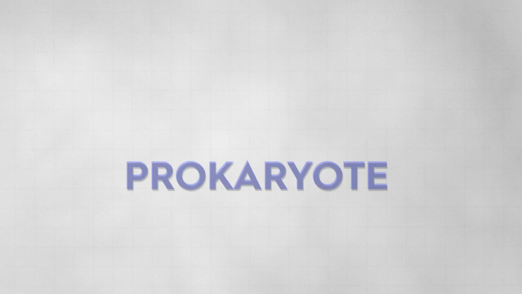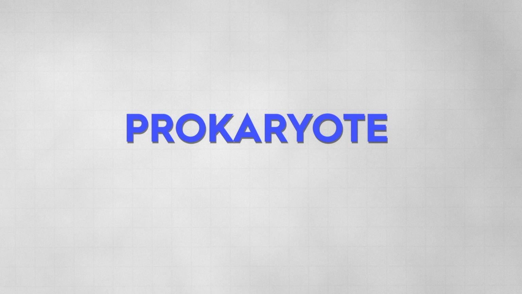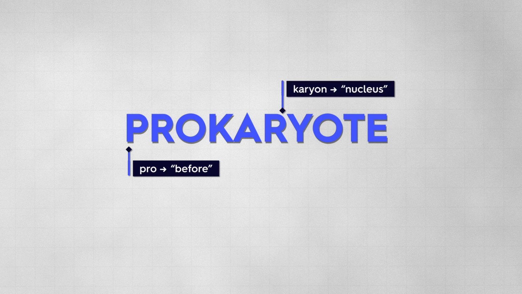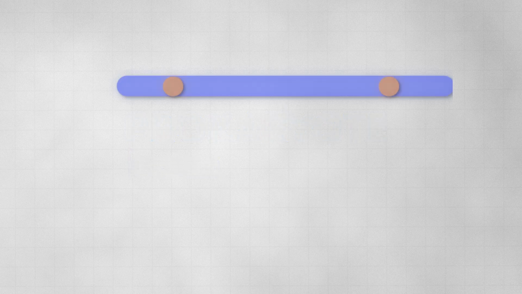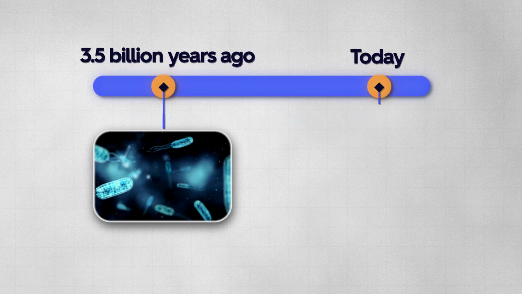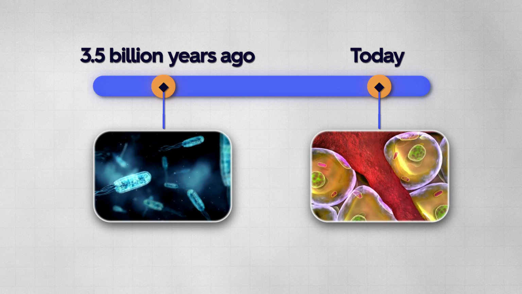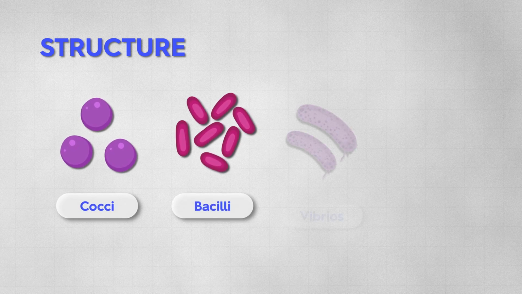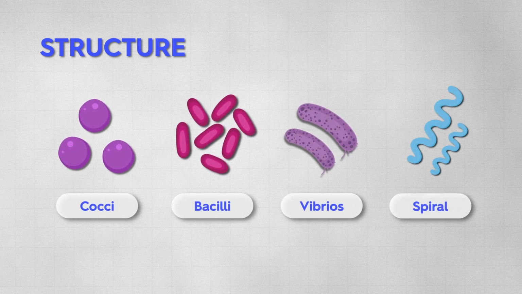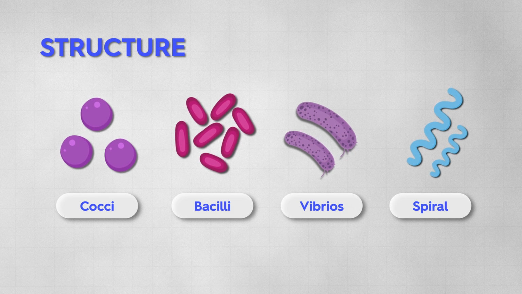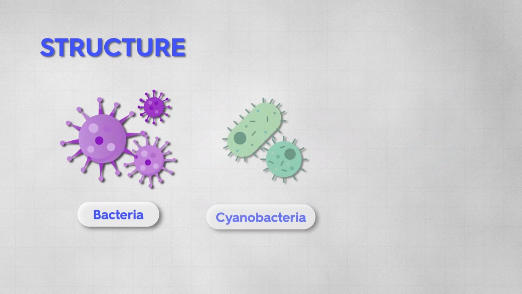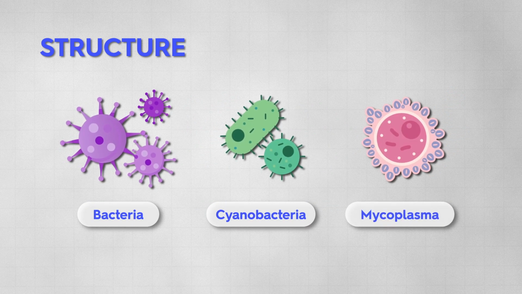To begin, the term prokaryote comes from the Greek words pro meaning before and karyon meaning nucleus. In other words, these were the first cells to exist long before more complex, nucleus-containing cells evolved. Prokaryotes come in many shapes: spherical cocci, rod-shaped bacilli, curved vibrios, and spiral forms. They're usually unicellular and include bacteria, cyanobacteria, and the tiny mycoplasma.